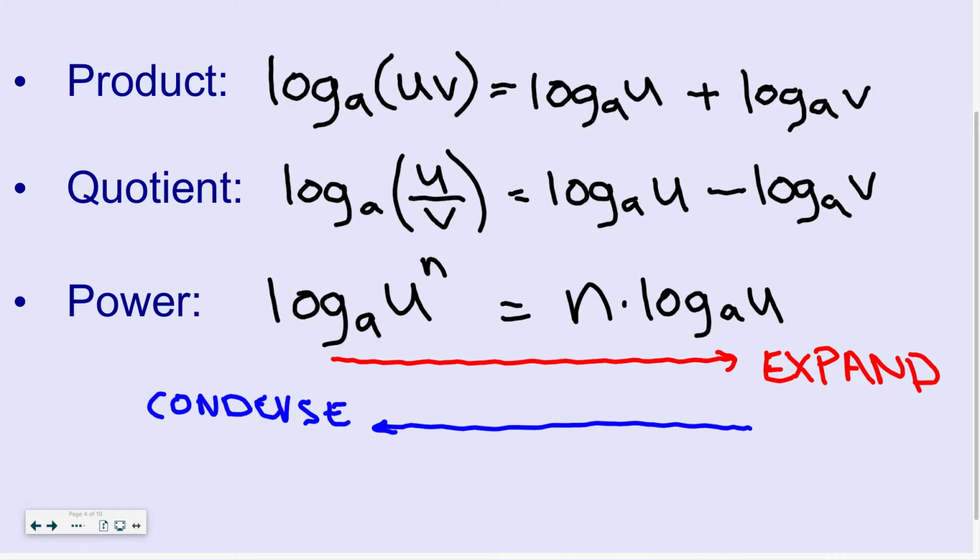And then if I'm told in my directions that I'm supposed to be condensing, I should see like 2 logs that are added together. I can put them back as 1 log of a product. Or 2 logs that are being subtracted, put them back as 1 log of a quotient. Remember, any of the logs that have negatives, those values go back in the denominator. Okay. The power property, I usually do this one last in expanding, but first in condensing.